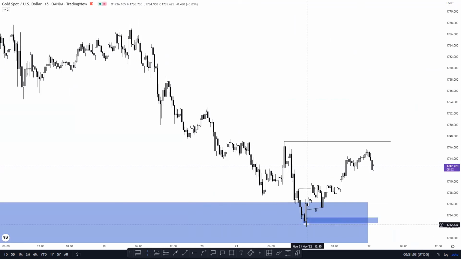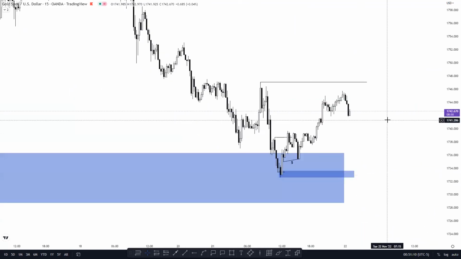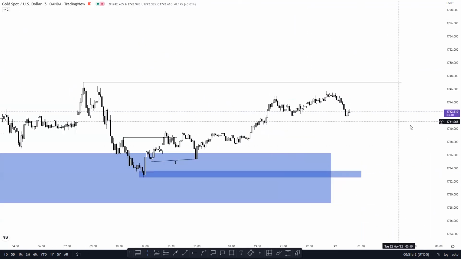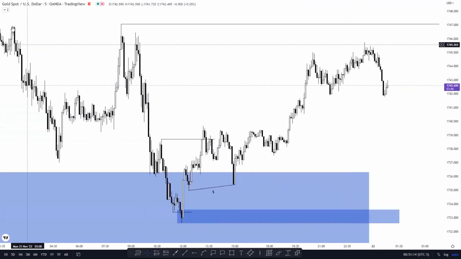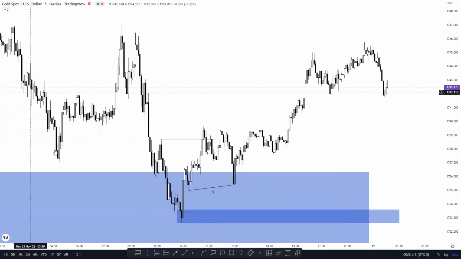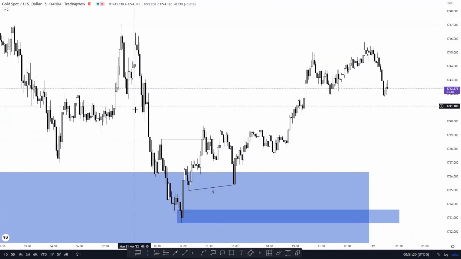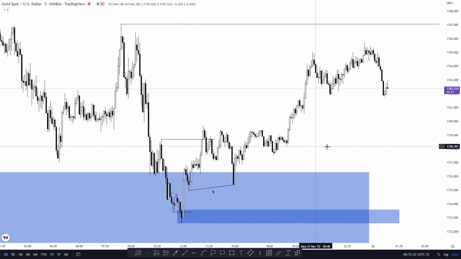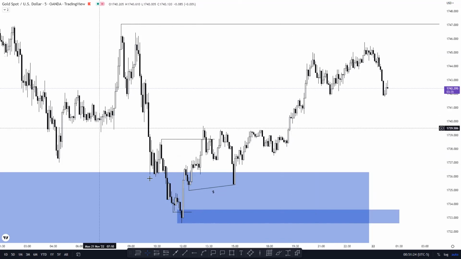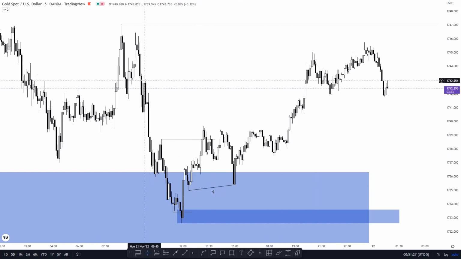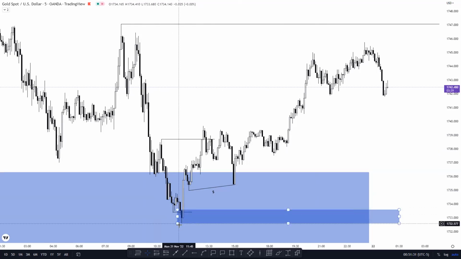After taking out this lower low on 5 minutes, the market made lower high, lower low, lower high, lower low, like some kind of bearish structure only. So you see lower high, lower low, lower high, lower low, lower high, lower low, lower high, lower low. Okay, and after this lower low, the market made a higher high, higher low, higher high. So it has taken out.